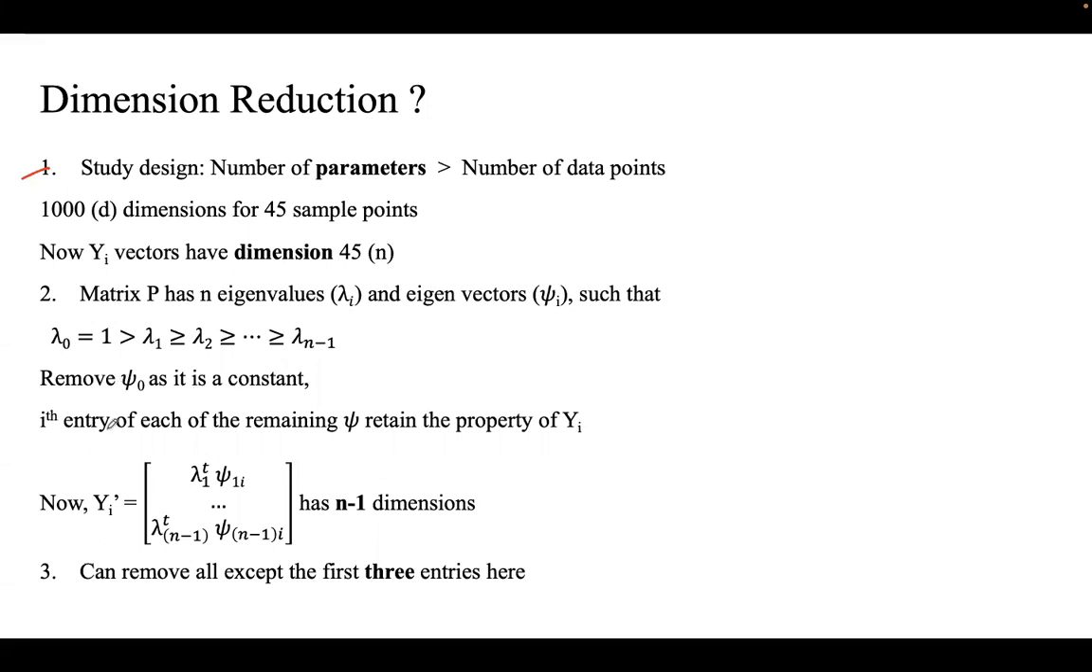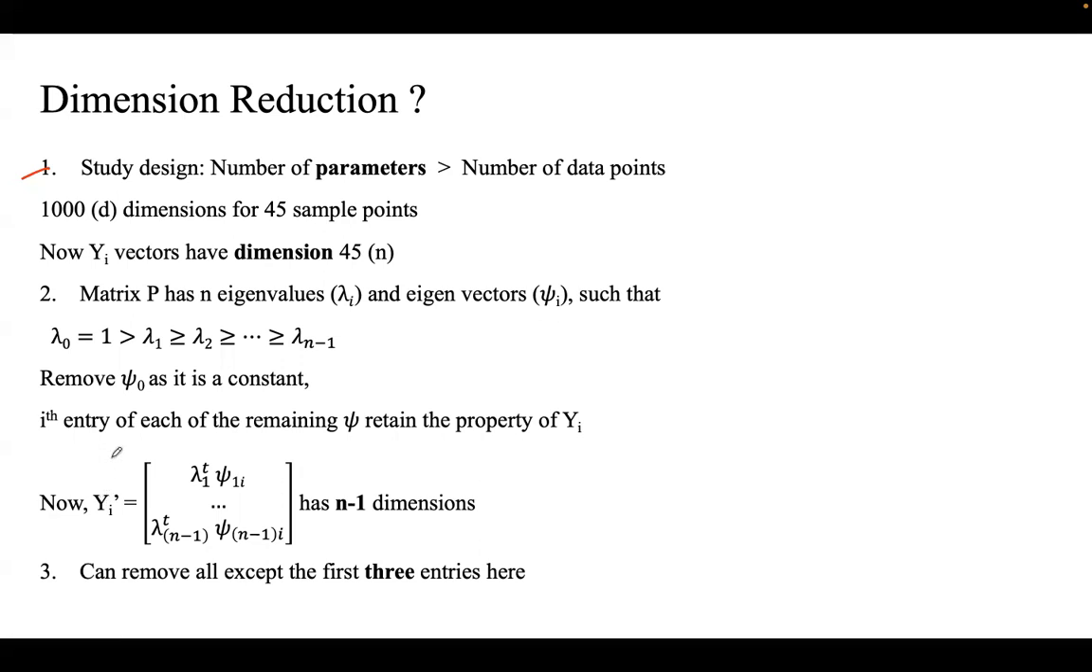So we remove that now. And now what can be shown is that for the other psi, or the eigenvectors, in this case we have 44 of these eigenvectors. In all the eigenvectors, we take the ith element for the ith data point, and we multiply that in this way. We take lambda, the eigenvalue, and multiply it with the ith value in that eigenvector, the first one. So lambda 1 multiplied by the ith element of psi 1, and so on. Lambda n minus 1, which was the last eigenvalue, we multiply with the ith value in the n minus 1th eigenvector. Now this has n minus 1 dimensions, right?